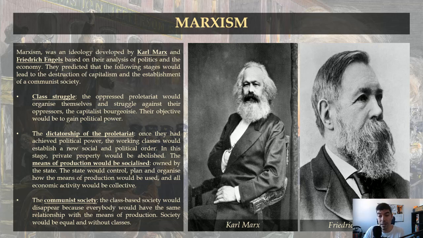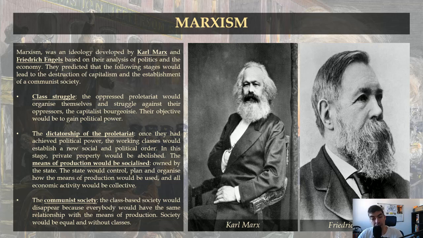So Marxism predicts these following steps. First, the class struggle, la lucha de clases. The oppressed proletariat would organize themselves and struggle against their oppressors, the capitalist bourgeoisie. So, this is the class struggle, the permanent fight between two opposing classes, the bourgeoisie and the working class, the proletariat. The objective of the proletariat was to gain political power. How? By a revolution, a violent revolution. Why violent? Because the bourgeois would not let them seize power, of course.